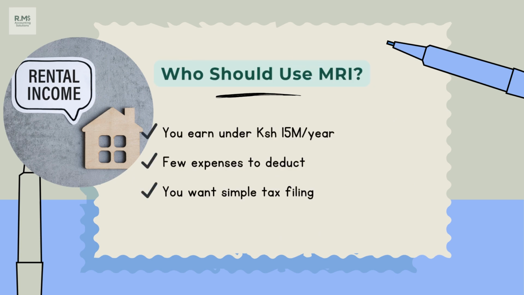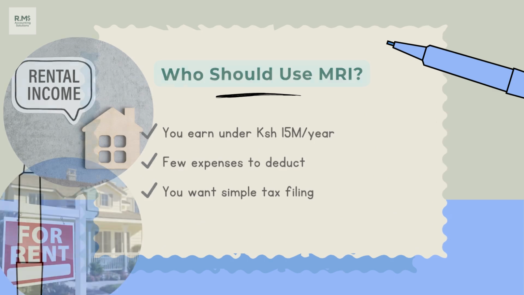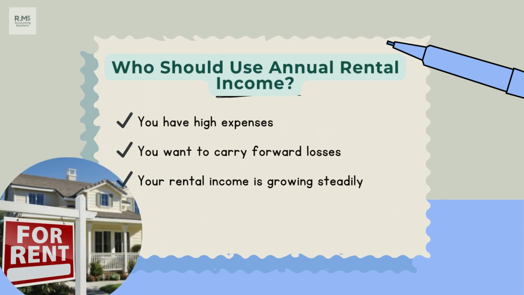Now here is how to know which option suits you best. Go with MRI if your rental income is under 15 million Kenya shillings per year, you don't have many expenses, and you want simple filing. But if you have high costs like repairs and management fees, or want to carry forward losses, the annual rental income method might save you more.